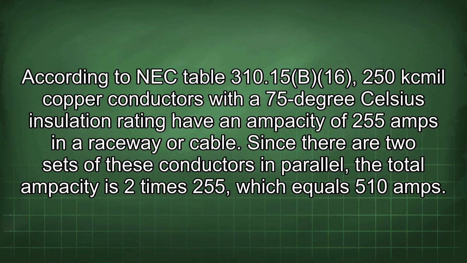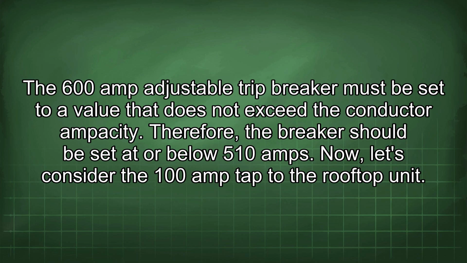According to NEC Table 310.15(B)(16), 250 kcmil copper conductors with a 75 degrees Celsius insulation rating have an ampacity of 255 amps in a raceway or cable. Since there are two sets of these conductors in parallel, the total ampacity is 2 times 255, which equals 510 amps. The 600 amp adjustable trip breaker must be set to a value that does not exceed the conductor ampacity. Therefore, the breaker should be set at or below 510 amps.